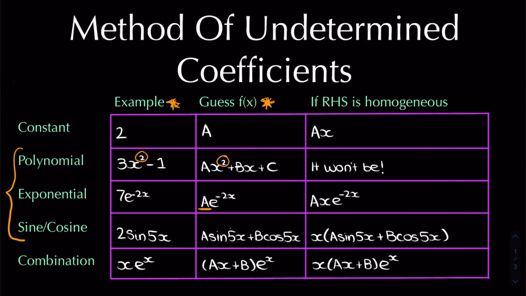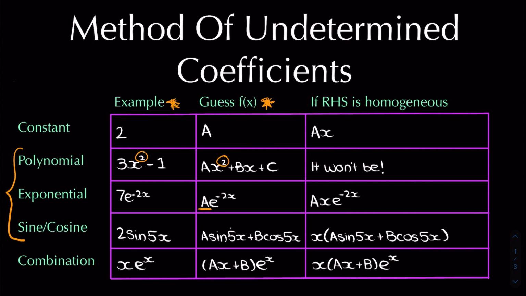Tip 3. For sine and cosine terms, make sure that your solution includes both a sine and a cosine term. Because if we take the first and second derivatives, sine becomes cosine and then minus sine, and cosine becomes minus sine and then minus cosine. So we need to cover all possibilities in our solution.